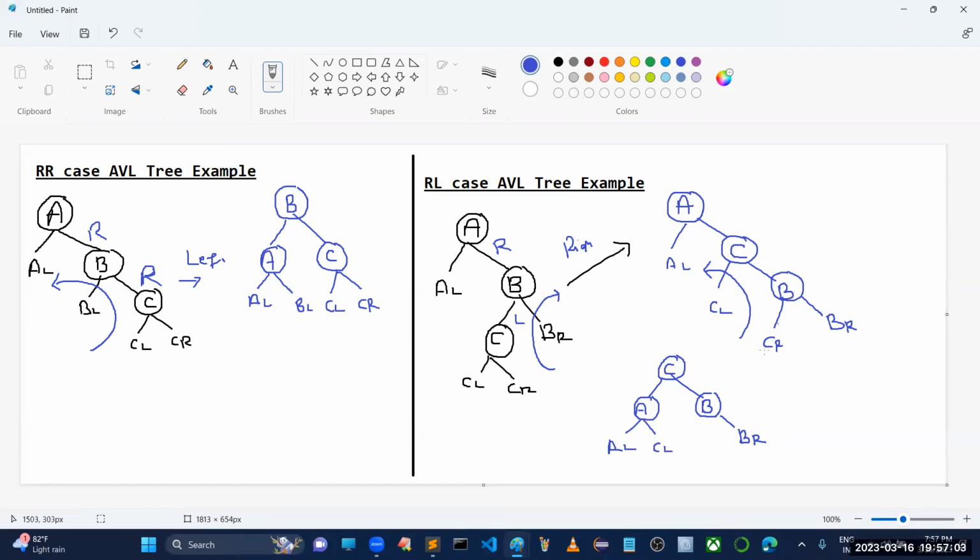Sir, CR is less than B and greater than C, that's why it will come here. So definitely it is a balanced tree, sir. Again, if it is not balanced, we have to apply these rotations like this. I think you people got clarity about these rotations and how we are able to do them. Can you please confirm any doubts up to this?